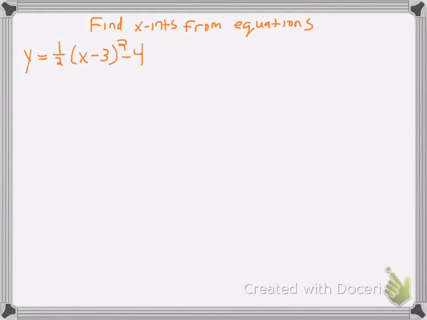All right, so now we're going to look at finding x-intercepts from our equations. We already did it with our y-intercepts. We can do the same thing with our x-intercepts. So we got this equation. It's in vertex form. It's the same one. y equals 1/2 (x minus 3) squared minus 4.